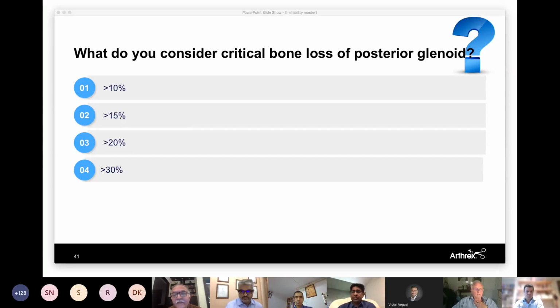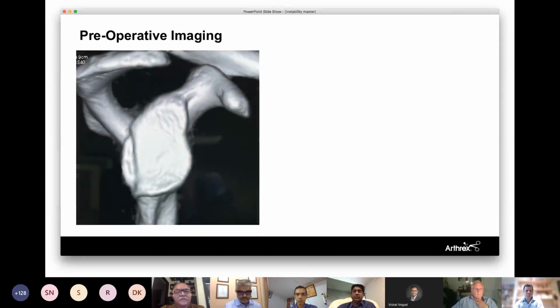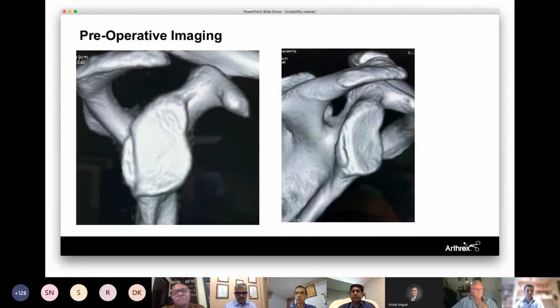Let's find out. So that's looking at it completely with a nice 3D reconstruction. Yeah. So how do we go about this is going to be my next poll question.